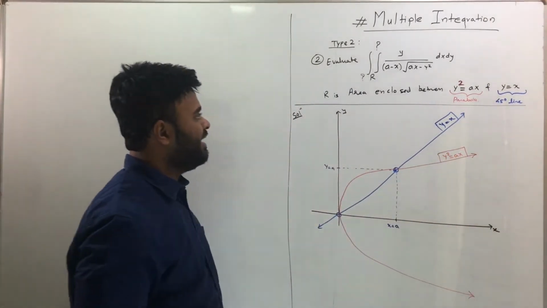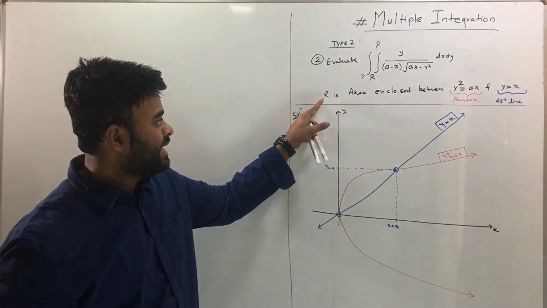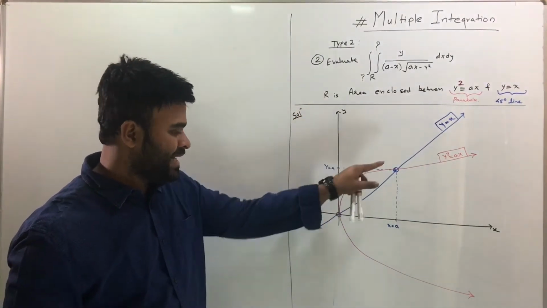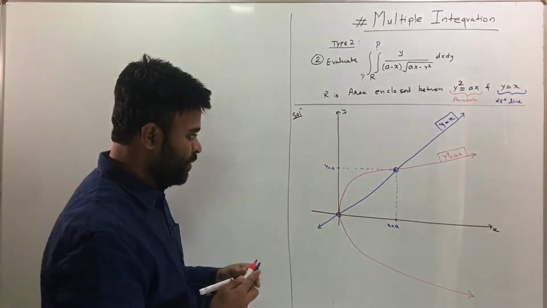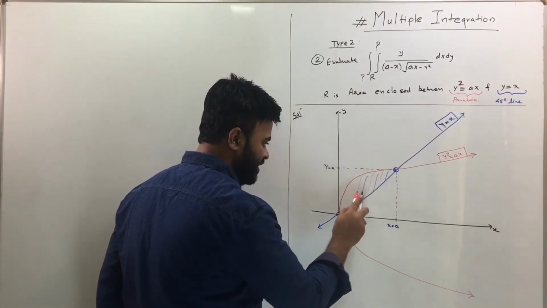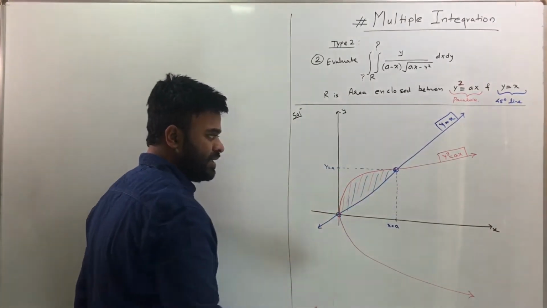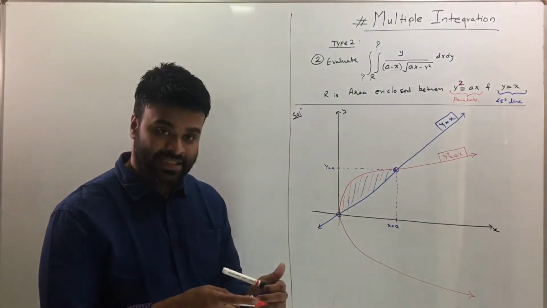Okay, fine. The question says that area R is the area between the line and the parabola. So if you see the common area between the line and the parabola, what you should do is quickly shade that area between the red and the blue line. So this is the area, the region R.